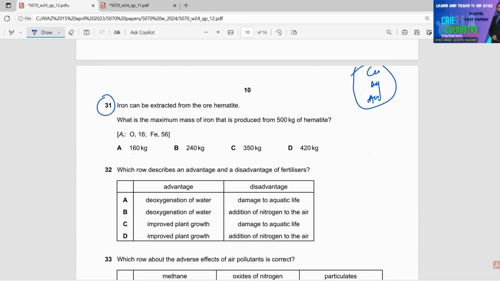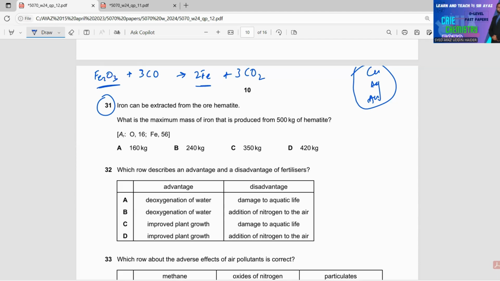MCQ number 31. Iron can be extracted from the ore hematite. What is the maximum mass of iron that is produced from 500 kilograms of hematite? So recall the equation of extraction of iron from hematite. Hematite is Fe2O3. Fe2O3 reacts with 3 moles of CO to give 2 moles of iron and 3 moles of carbon dioxide. We are concerned with this. So we have 1 mole of iron oxide and 2 moles of iron.